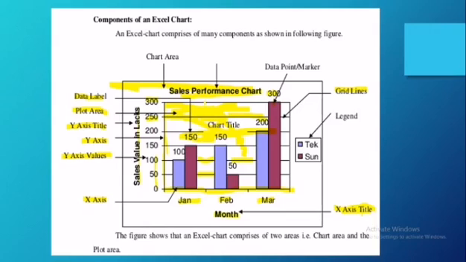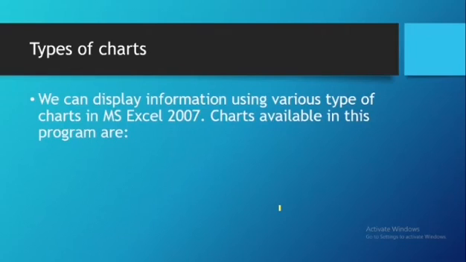If the vertical grid lines are there, then they are known as x-axis grid lines because they originate from the x-axis. Now let's come to the next topic, that is types of charts. We can display information using various types of charts in MS Excel 2007. There are different types of charts depending upon the need and requirement, so we have to use different types of charts.